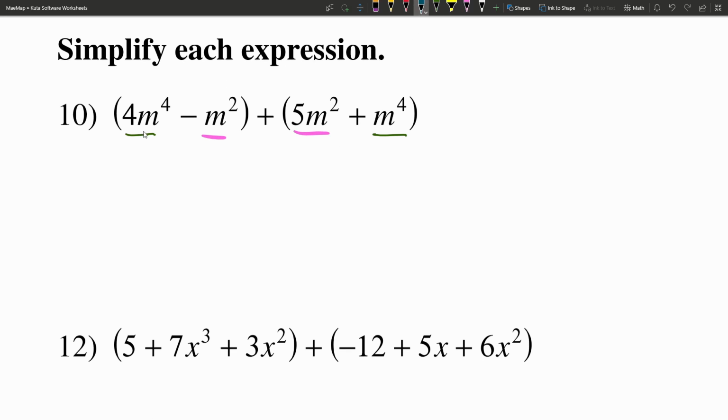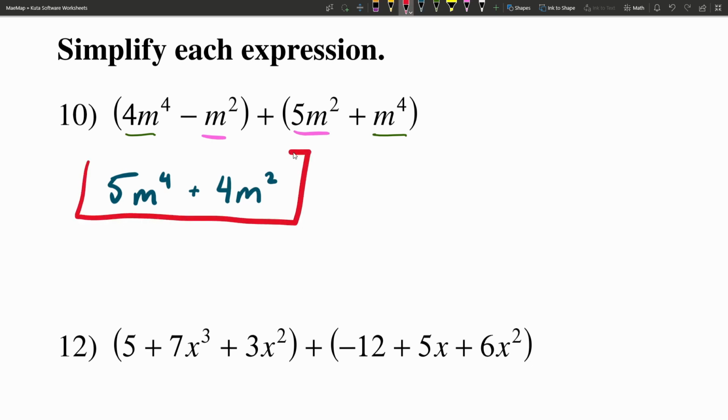So 4m to the 4th plus m to the 4th. Well, if we have 4 of something and we're adding one more of that thing, we're going to have 5 of it. So that's 5m to the 4th. Now combining our m squared, we have a negative m squared since it's subtracted, and then we're adding a positive 5m squared to that. So that's going to be a total of a positive 4m squared. So this is going to be plus 4m squared. And there's no other thing we can do to simplify this down. So that's our solution, 5m to the 4th plus 4m squared.